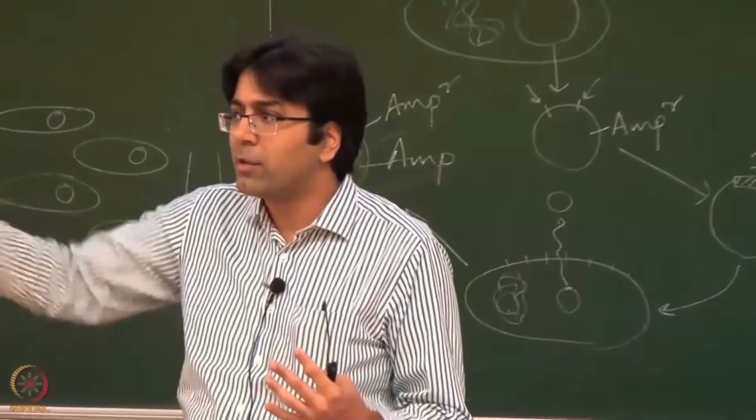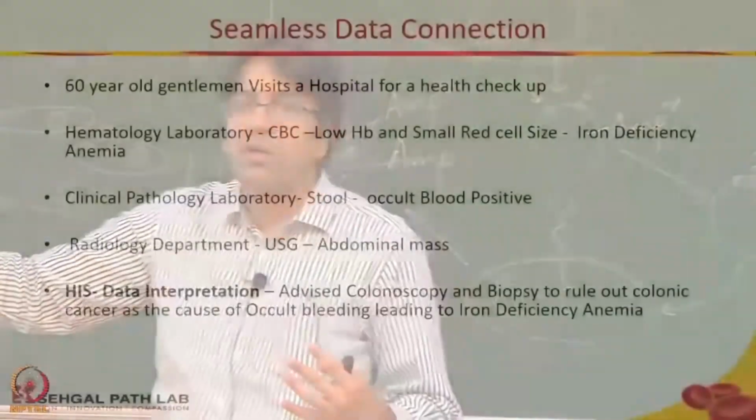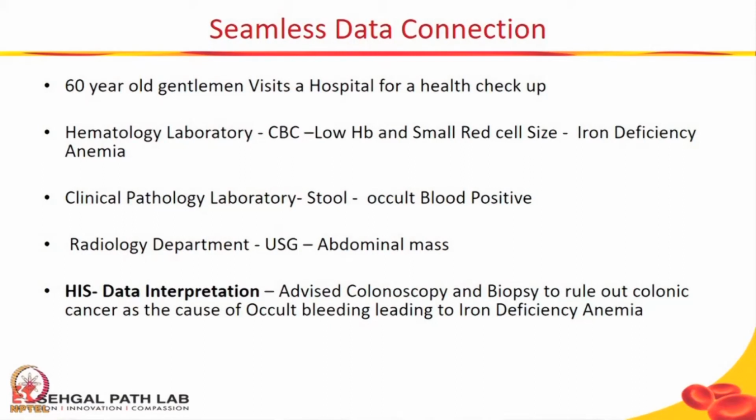Forget about the technology part which I showed you. Imagine this 60-year-old gentleman who walks into a hospital. He gives one CBC sample which goes to the hematology lab, and they say he has iron deficiency anemia. The report is gone from their lab. My job is over. He now gives a stool sample, which goes to a clinical pathology lab. The lab is separate. The technician is separate. The doctor signing the report is separate. He says there is a small amount of blood in the stool. He gives out the report.